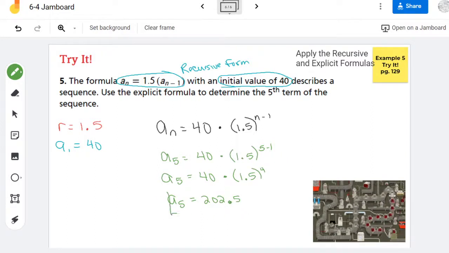Alrighty, so there we have it, y'all. That is how to apply the recursive and explicit formulas.